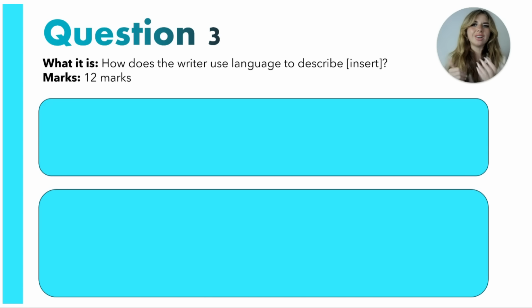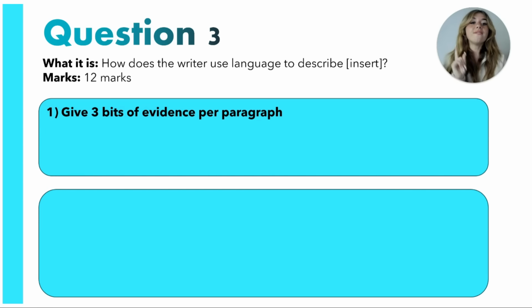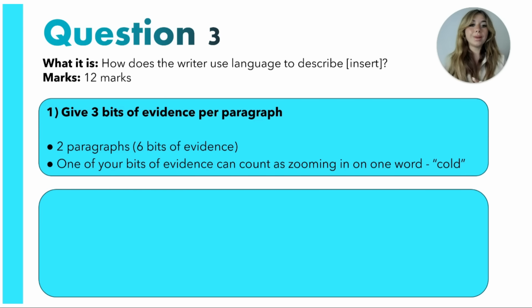So this question, you actually don't need to learn the skill set for it because you would have already done it before. So my first top tip is to give 3 bits of evidence per paragraph. So you want to have 2 paragraphs with about 6 bits of evidence in each. And one of your bits of evidence can count as zooming in on one word.